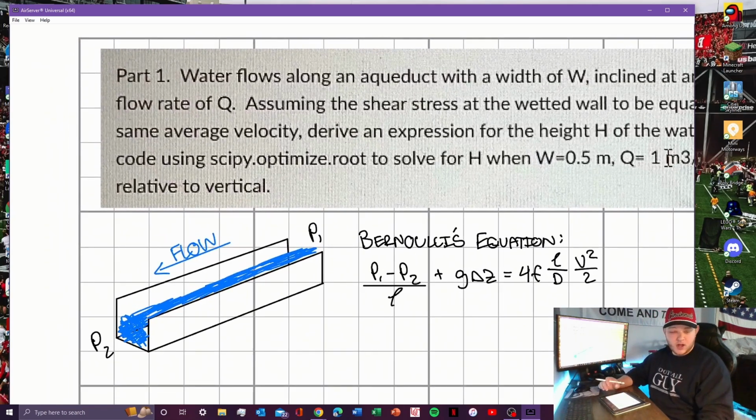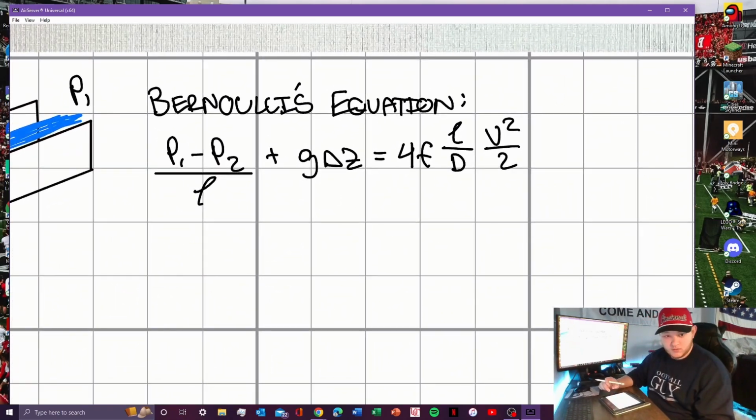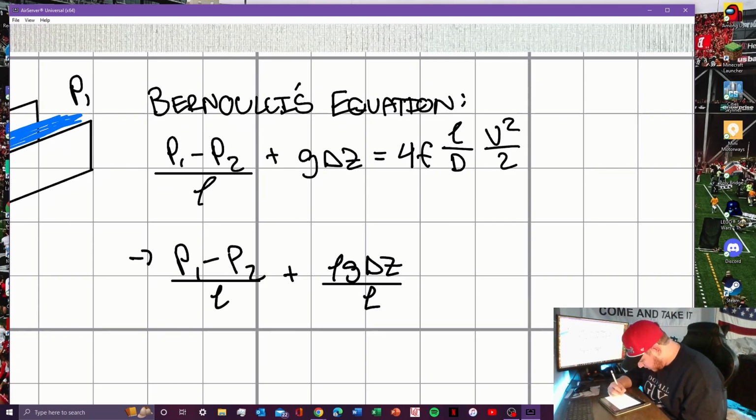So we have our aqueduct here, pressure 1 at the top, pressure 2 at the bottom, and we're going to start with Bernoulli's equation. The first thing we're going to do with Bernoulli's equation is divide both sides by L and multiply both sides by rho, leaving us with minus P2 over L plus rho G delta Z over L equal to 4F over rho times V squared over D.